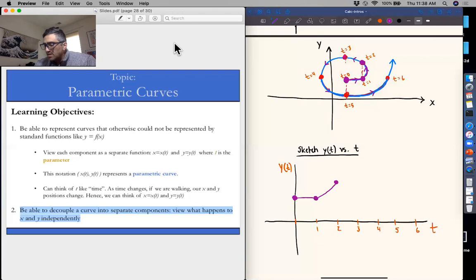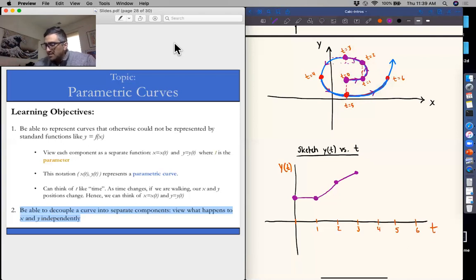Well, what happens between t equals 2 and t equals 3? We're moving even higher. We're starting off at t equals 2 at some y value, and we're moving to a higher y value just slightly. All right, so between t equals 2 and t equals 3, our y value is still increasing, but maybe just a little bit, but it's still increasing some.